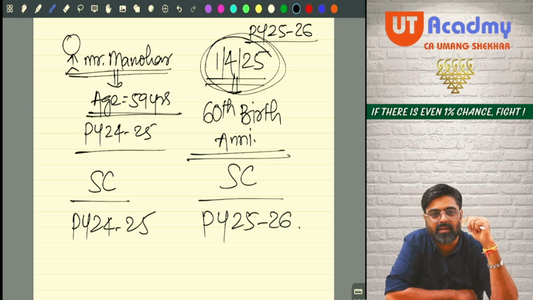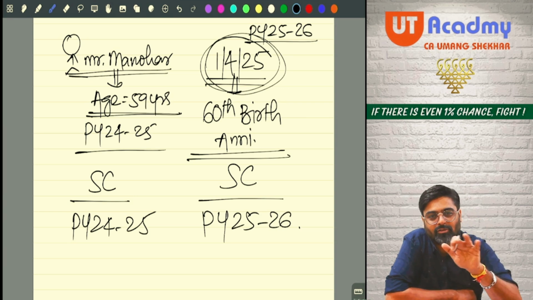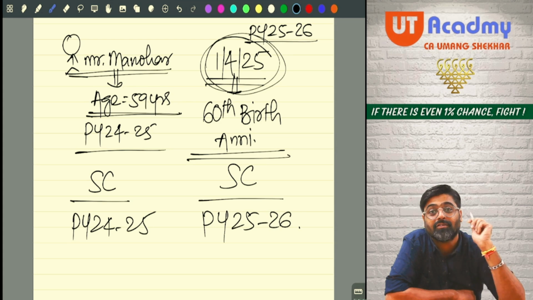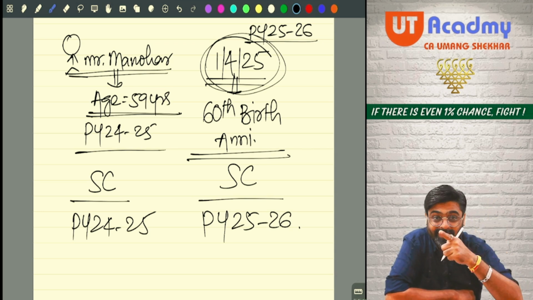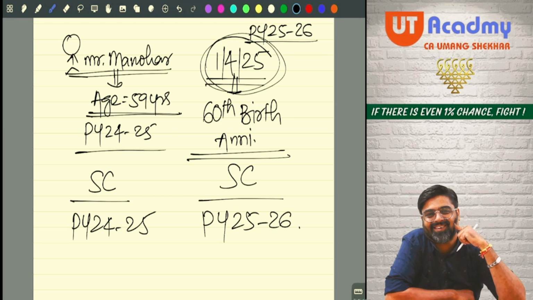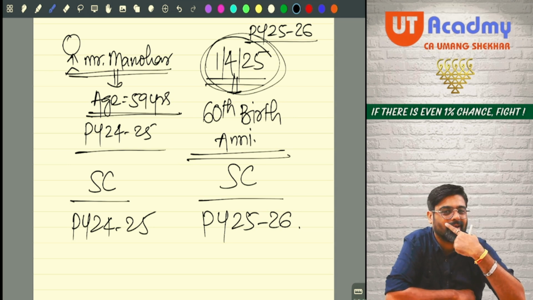So who will clear the confusion if there is some confusion in the applicability of the provisions? Who will give the clarity to the department and its officers, what to be done, what not to be done? CBDT. And to give that clarity, CBDT issues circular. So there is a circular on this issue. So I'm going to tell you from which year he will be treated as a senior citizen.